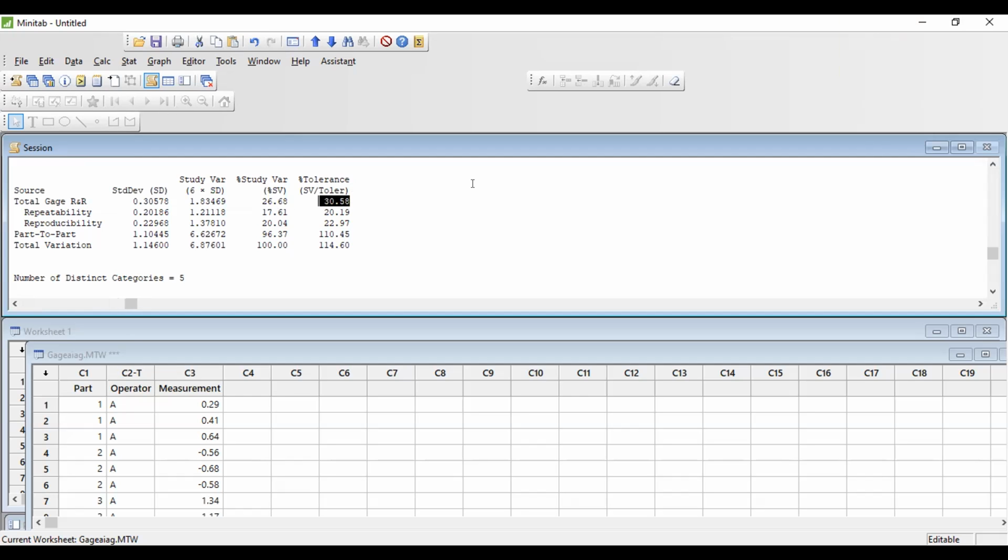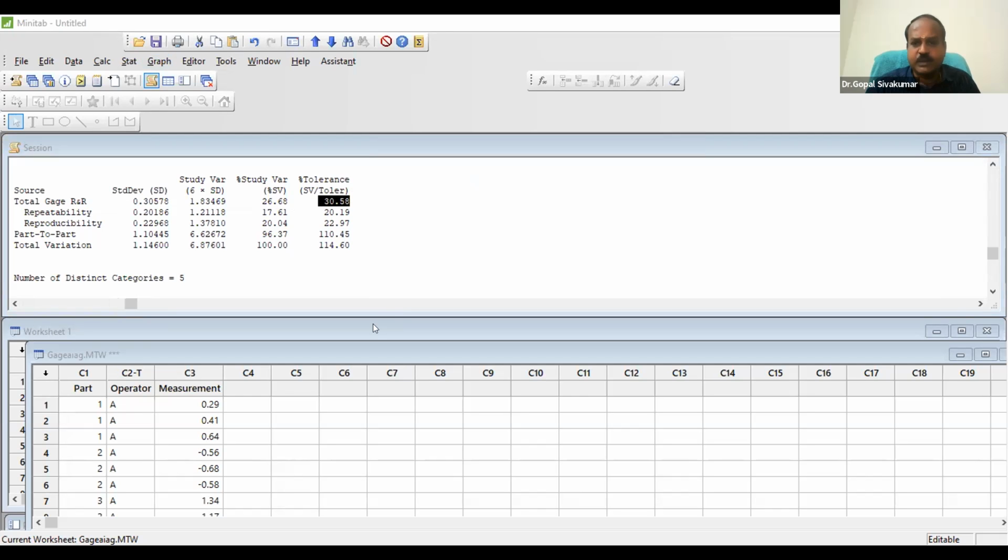No, not acceptable. Greater than 30. Measurement system is? Not acceptable. The measurement system is unacceptable. Which is the problem? Repeatability or reproducibility. And you get some estimate, right? Reproducibility is dominating. And now I want to see the graphs.